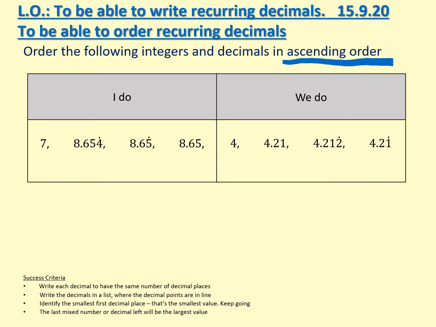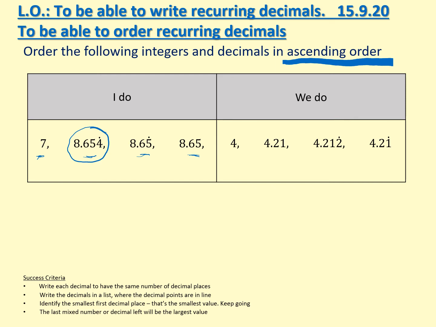The last mixed number or decimal left will be the largest value. Okay, so first thing to do is to write each decimal to have the same number of decimal places. Let's have a look. So 7 has 0 decimal places, and the next numbers have 3, 2, and 2. So this number has the largest number of decimal places, which is 3 decimal places, so we have to make each of them have 3 decimal places.